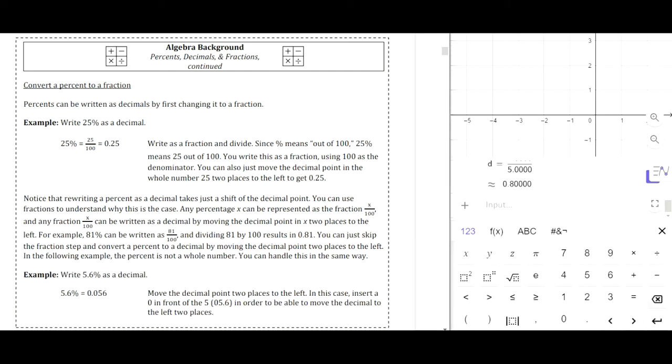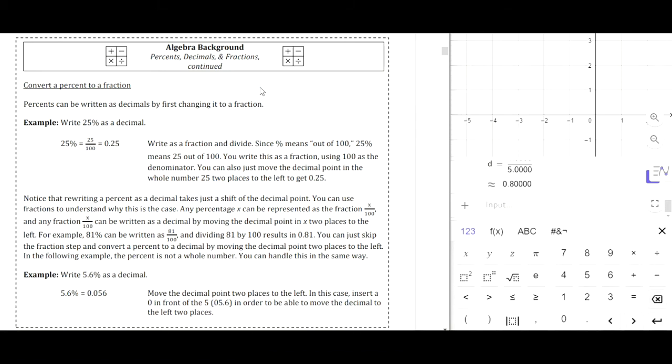In this video, we're going to discuss the three common formats for numbers: percentages, decimals, and fractions, and learn how to go from percentages to decimals, from decimals to percentages, and then from fractions to percentages. Let's begin by looking at this example, 25%, writing it as a decimal.